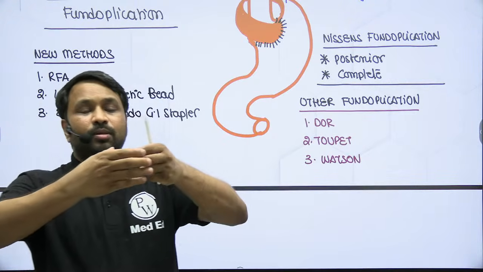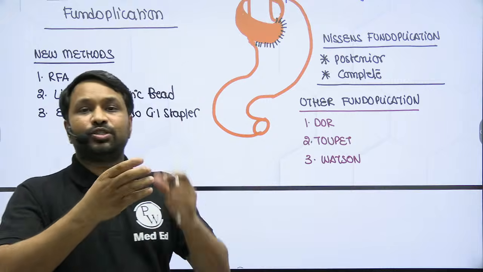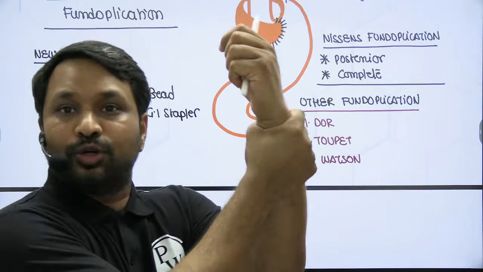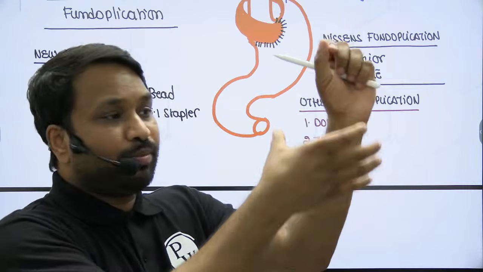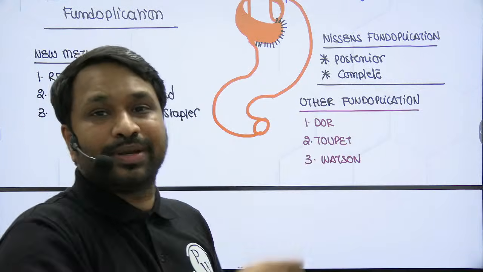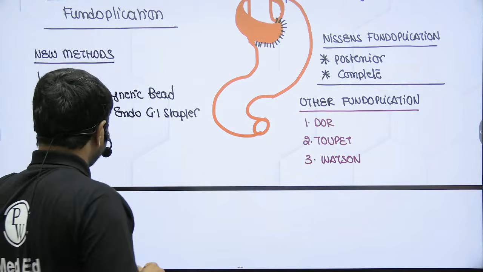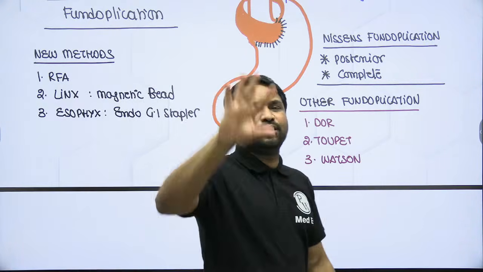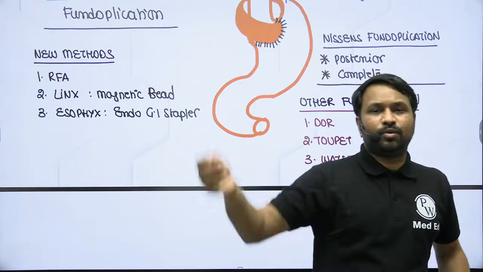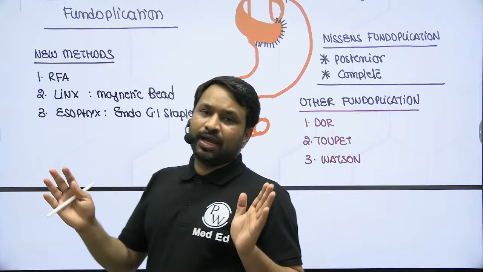तो मतलब वो magnet के bead का जो rim होता है ना, वो esophagus के ऐसे लगाते हैं, right? So it is going to hold the esophagus tight. So every time you swallow, because the magnets attract each other, they compress the esophagus. That is going to be a LINX device. Esophyx is an endoscopic stapler. You take and you staple the fundus with the posterior wall of the esophagus so that it adheres and again increases the tone.